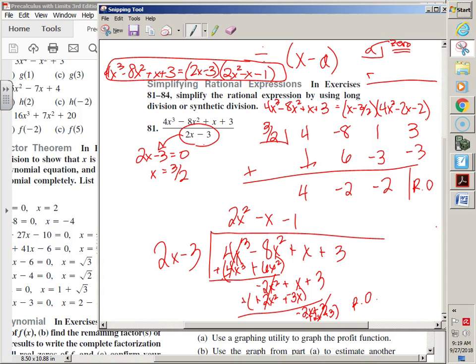But here's the struggle. You would have to factor out a 2 from this one in order to put the 2 into that one to get the 2x minus 3. So when you do synthetic division with the 3 halves, you do have a correct representation of the original. The struggle is you would have to take a 2 away from all of it in order to get back to your 2x minus 3.